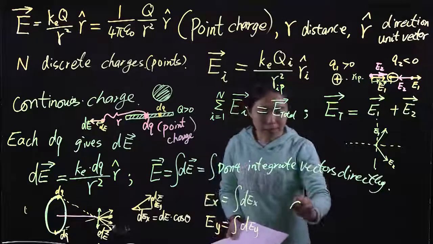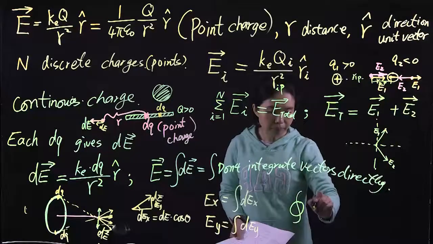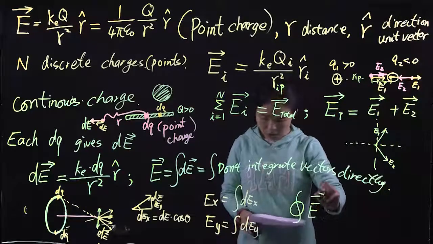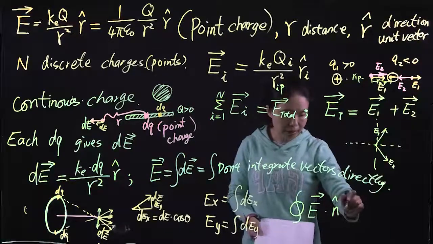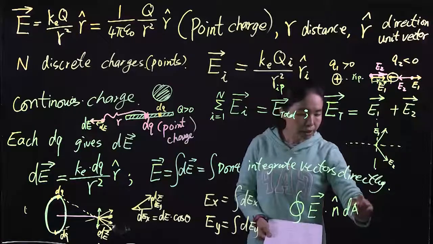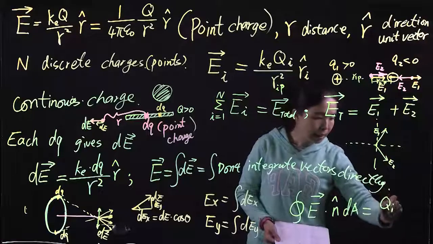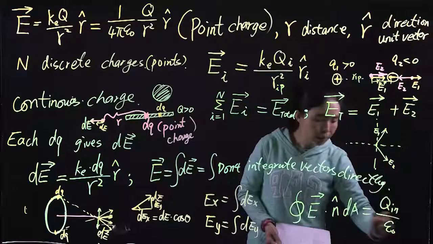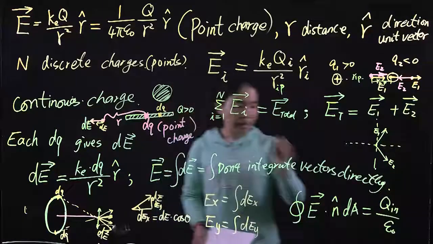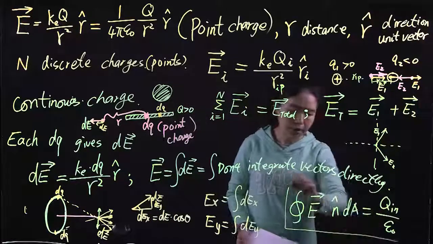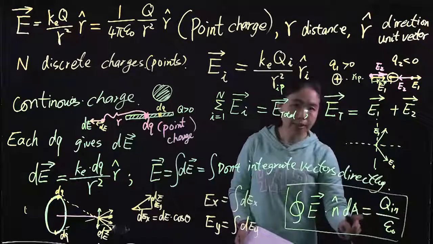A related topic is Gauss' law, and we are going to talk about it at a different time, in a different topic. I'll tell you what Gauss' law is, in what situation we are going to use this dq method to calculate the E field, and in what situation we are going to use the other method, which is Gauss' law.